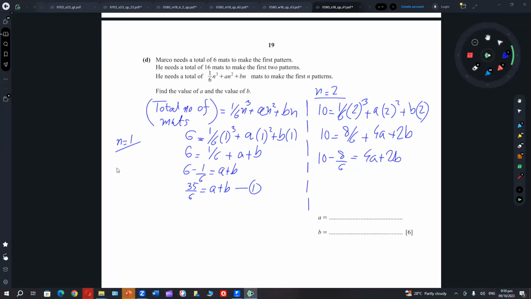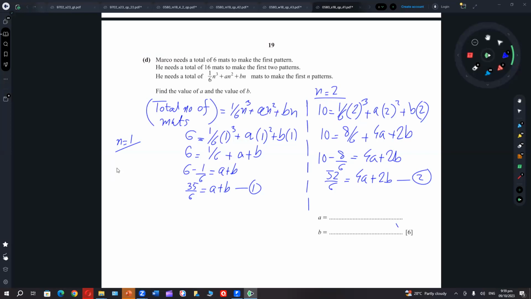How much is 10 minus 8 upon 6? It is 8.667. You can keep it in this number. So now you have 2 equations. You remember how to solve them simultaneously? Yes, or take out value from one equation and put it in the other. So these are 2 equations.